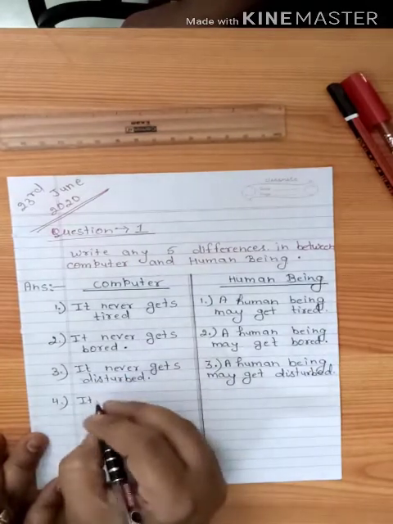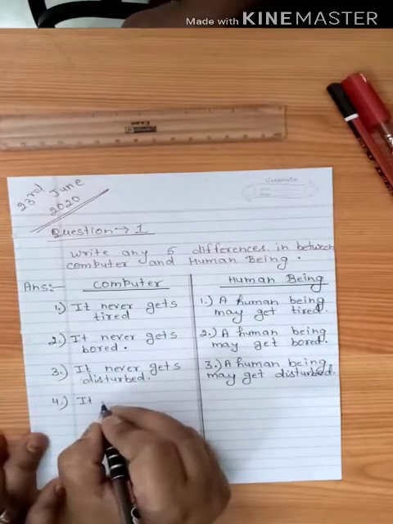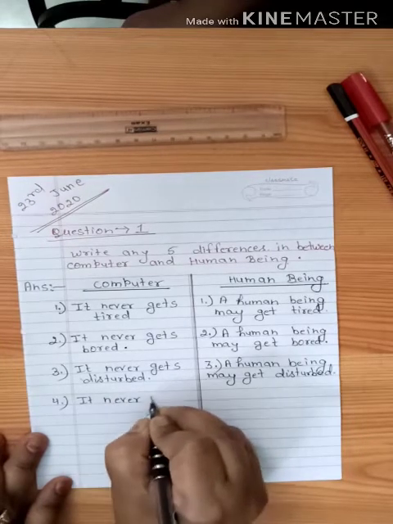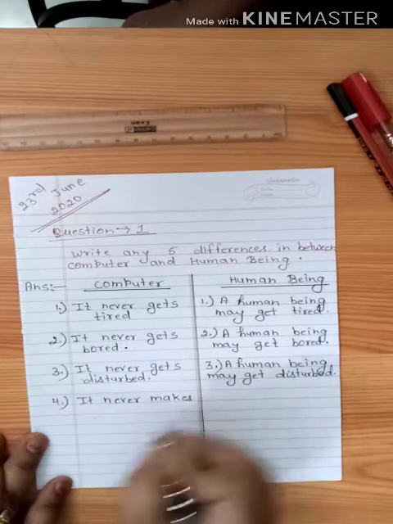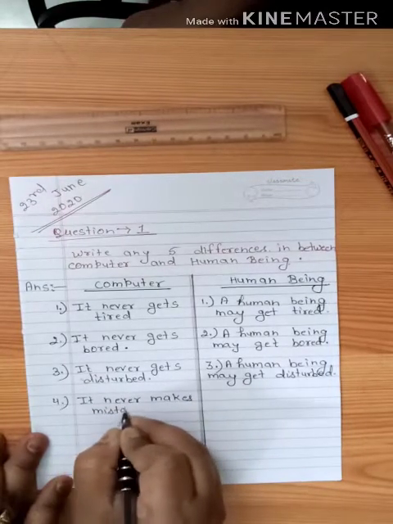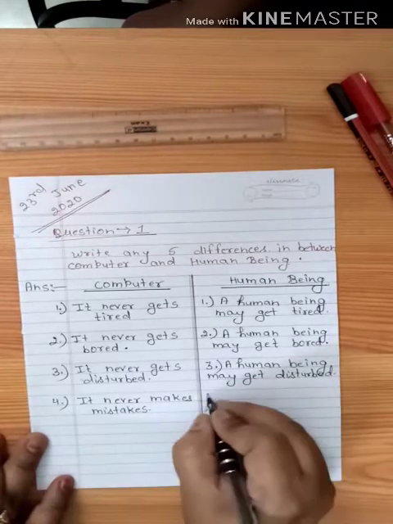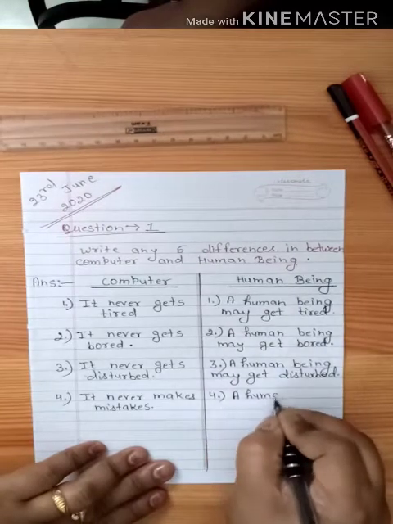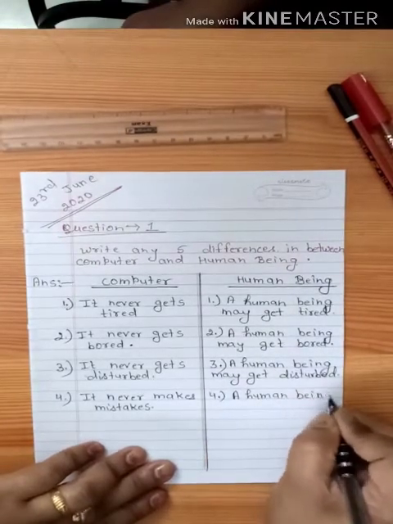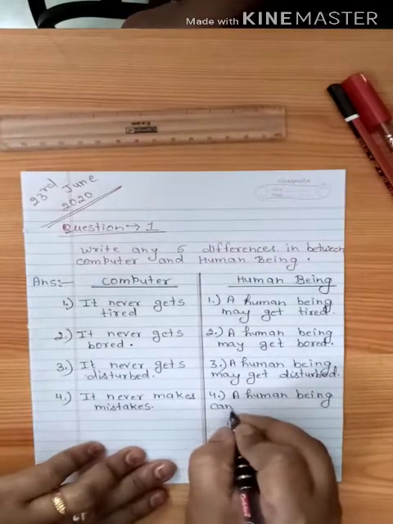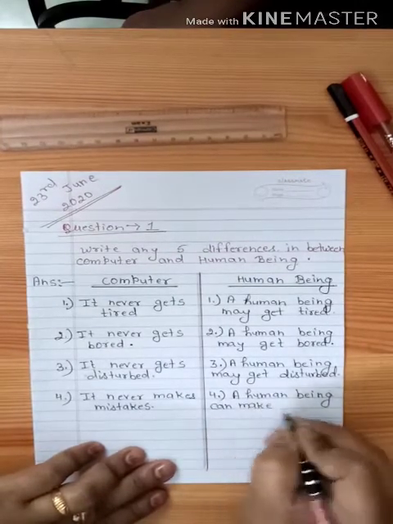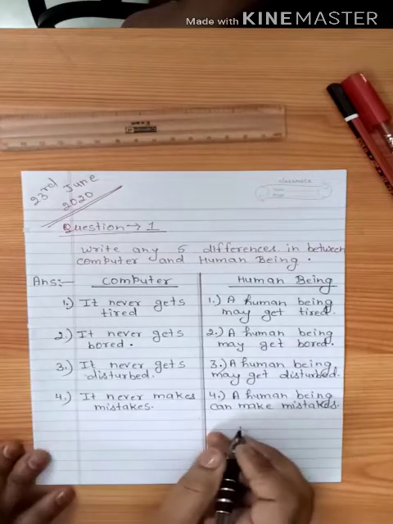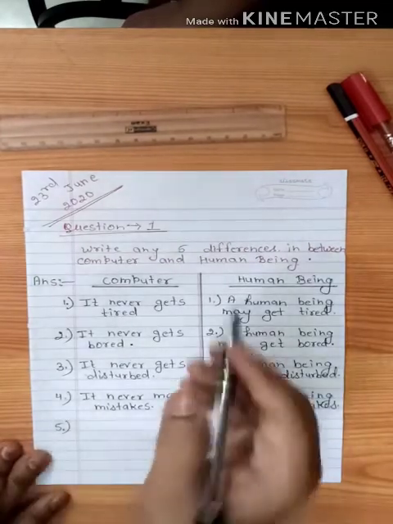Number 4: a computer never makes mistakes. But here in the human being column, what do we have to write? A human being can make mistakes. The last one, any 5 differences we have to write? We have already completed 1, 2, 3, 4.